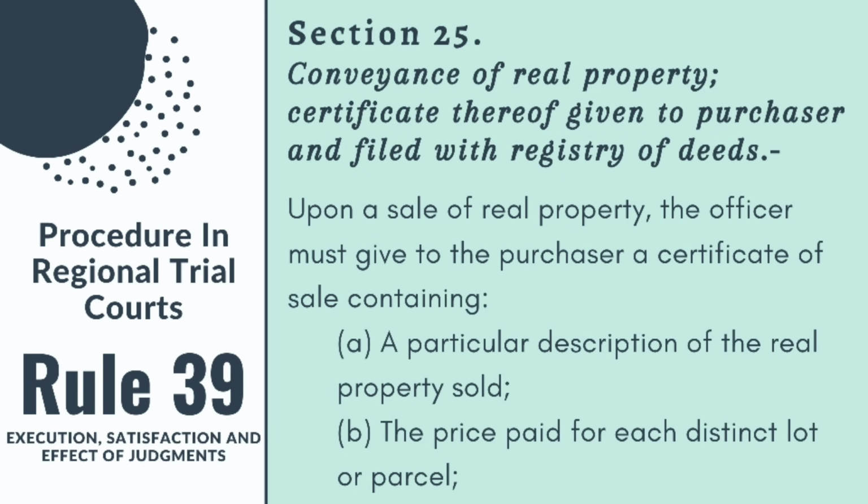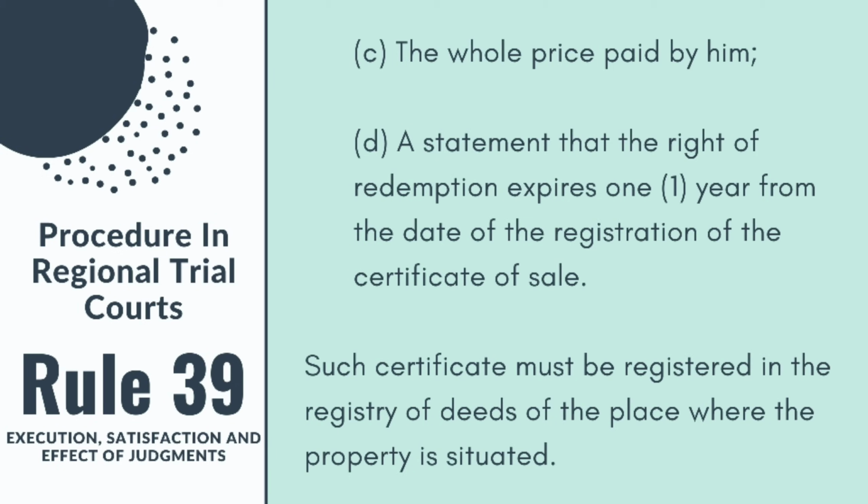Section 25. Conveyance of real property, certificate thereof given to purchaser and filed with Registry of Deeds. Upon a sale of real property, the officer must give to the purchaser a certificate of sale containing: a. A particular description of the real property sold. b. The price paid for each distinct lot or parcel. c. The whole price paid by him. d. A statement that the right of redemption expires 1 year from the date of the registration of the certificate of sale. Such certificate must be registered in the Registry of Deeds of the place where the property is situated.